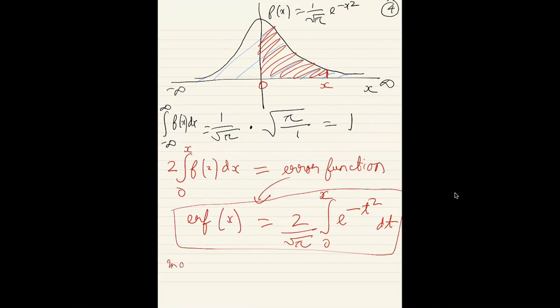And now you can see that, in other words, 2 by root pi integral 0 to x. So let's actually look at this quantity and try to see what it would be. Instead of the integral from 0 to x, now let's think about the integral from x to infinity of e to the power minus t square dt, multiplied by 2 by square root of pi. So how do we do that?